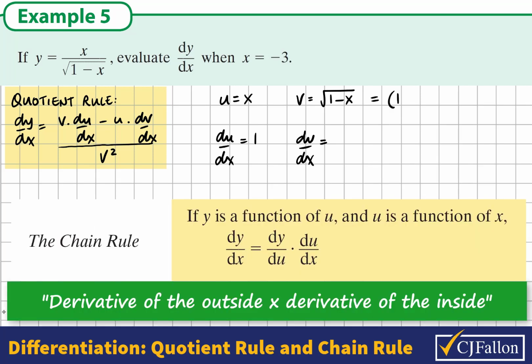So we get the derivative of the outside multiplied by the derivative of the inside. The inside is 1 minus x. Let that be u. When we differentiate u to the power of a half, we get a half u to the power of negative a half. When we differentiate 1 minus x, we get negative 1. Anything to the power of negative a half means divide by the square root of. So it's negative 1 divided by 2 times the square root of 1 minus x.